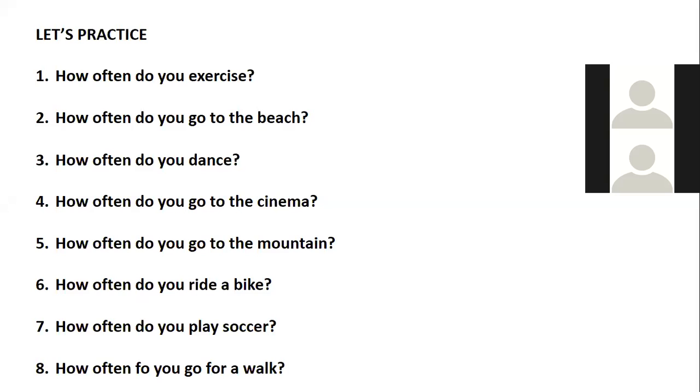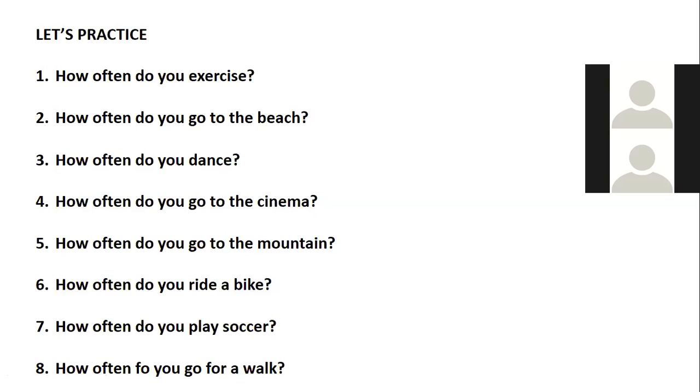If you see, what I have been doing is ask you how often this and how often that. And since it's a question, if you see, I am using the do, right? How often do you exercise? In this case, do is the auxiliary, exercise the main verb. How often do you go? In this case, I'm using the auxiliary do, but the main verb go. How often do you dance? Do the auxiliary, dance the main verb. How often do you go to the cinema? Do is the auxiliary for the question and go the main verb and so on. And I'm using the WH word, how often.